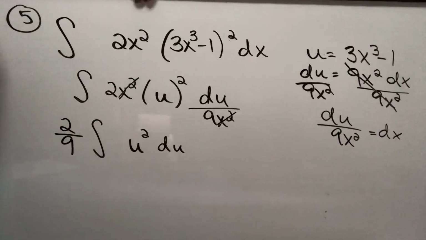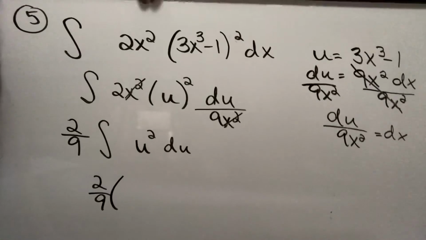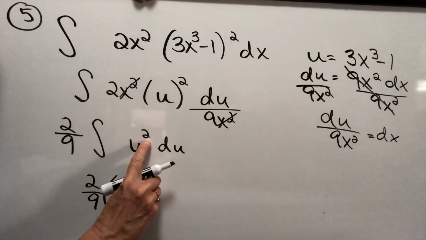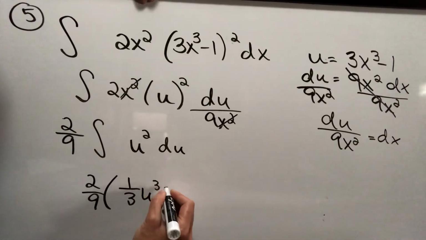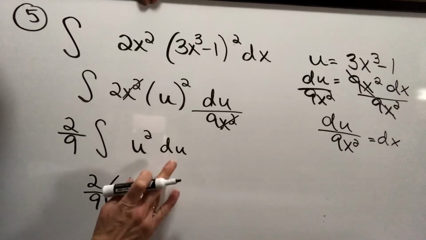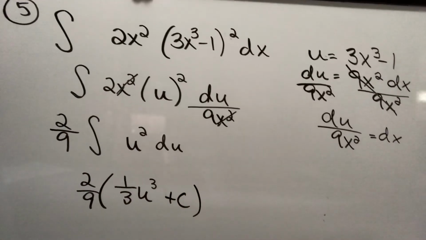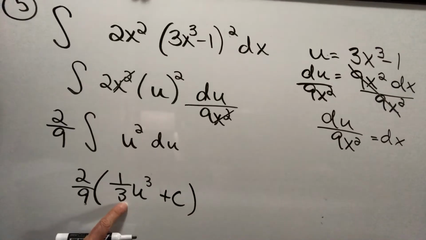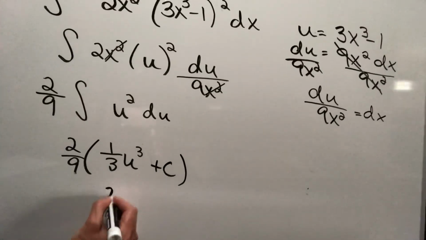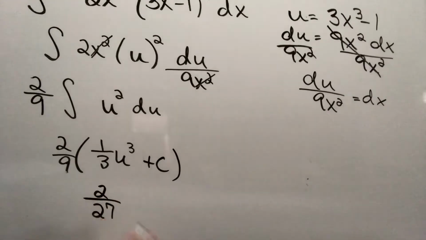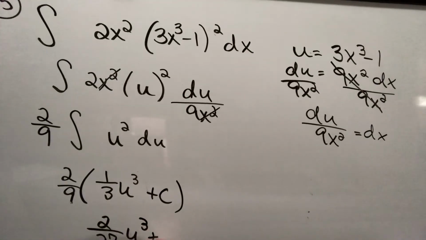Okay, so now we're going to do the integral. Keep the 2/9 the same. Take the integral of u squared. Remember, add 1 to the 2, so that would be 3. So that would be 1/3 u cubed. Oops, I almost forgot to put plus c. Okay, so now I will multiply the 2/9 and the 1/3. Fractions just go straight across. So 2 times 1 would be 2, 9 times 3 is 27. So it would be 2/27 u cubed plus c.